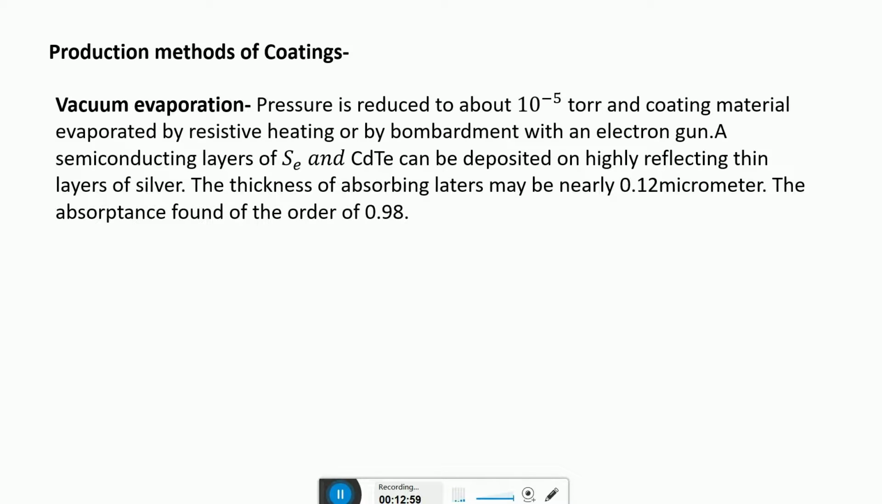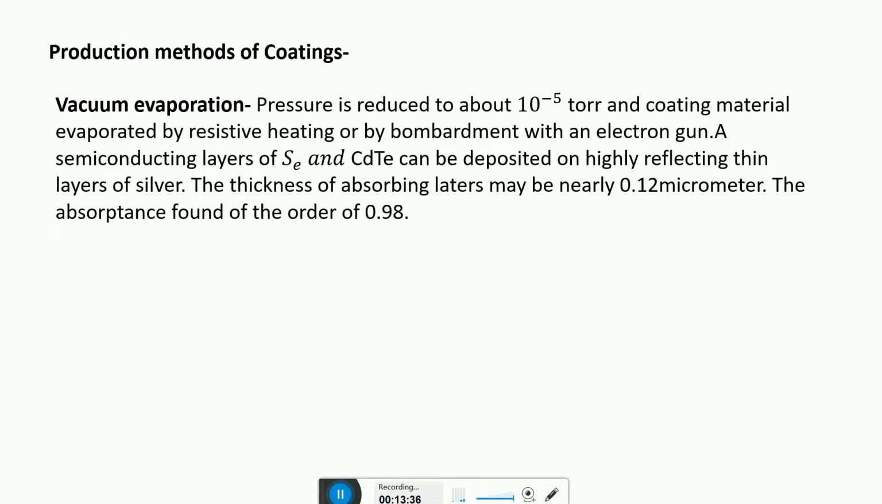Then, production methods of coating. There are different methods for the production of coatings. Selective coatings may be applied to the substrates with a variety of techniques which produce surfaces with slightly different optical, chemical and physical properties for each component material. The method used in laboratory preparation may not necessarily be the best for subsequent large-scale commercial production.